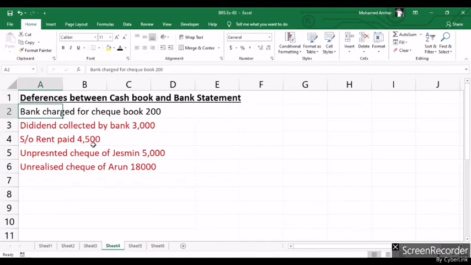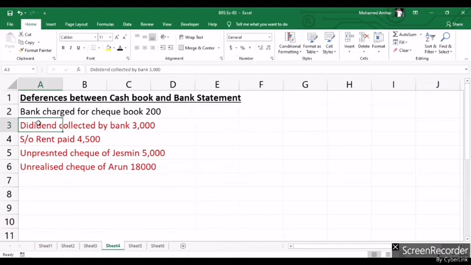Okay. And next, dividend collected by the bank. Right. Dividend collected by the bank is known to the bank, but the business does not know until receiving the statement. Now we receive the statement and find out the reason.